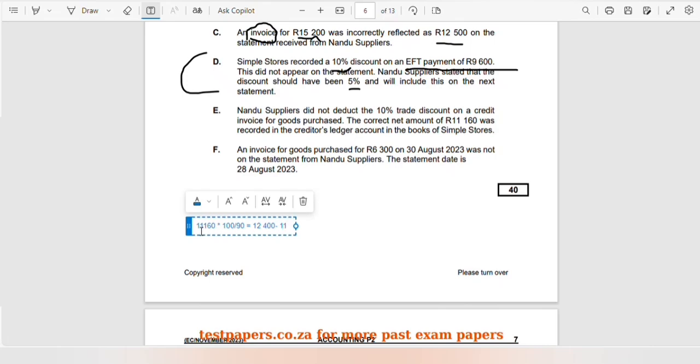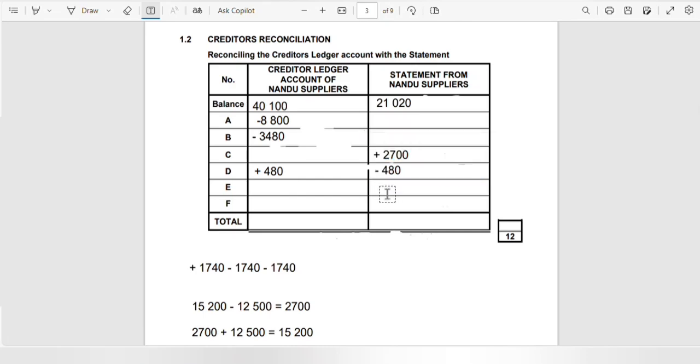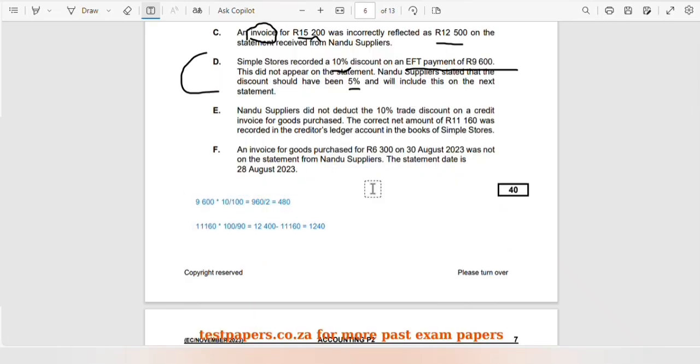So we are going to subtract the 11,160. Now what is the real amount that Nando suppliers need to deduct? The real amount that Nando needs to deduct is 1,240. So we are going to say minus 1,240 rands.